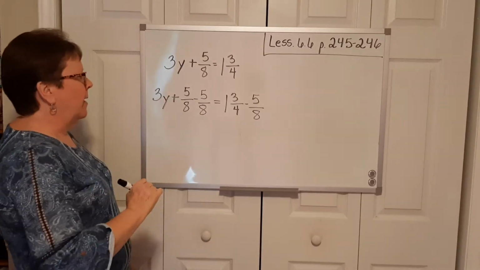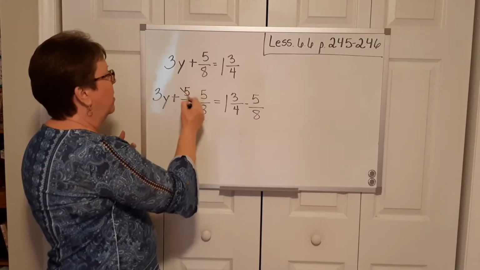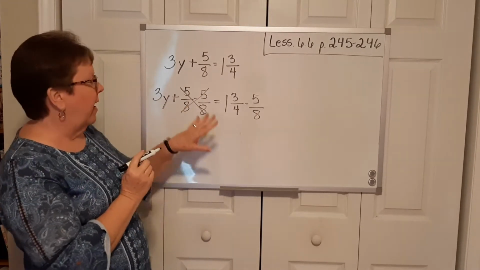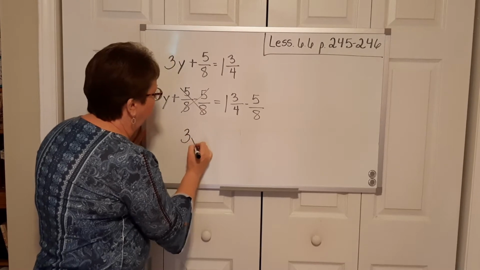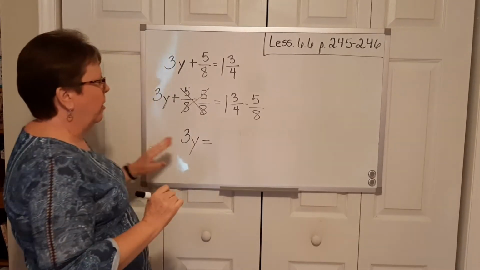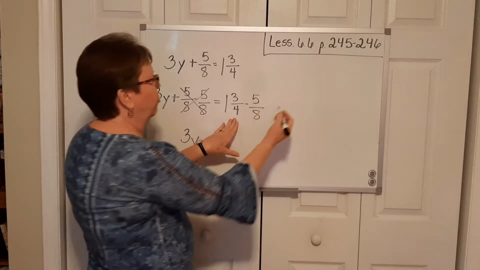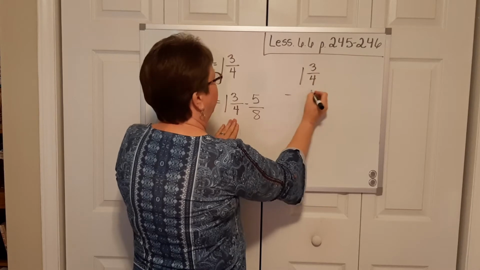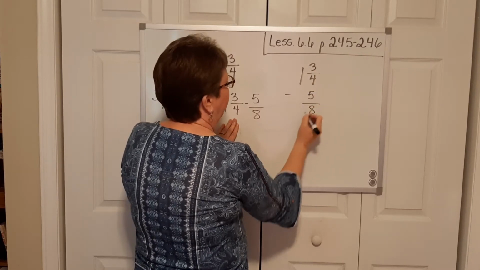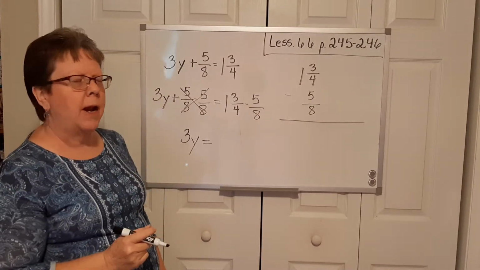Okay? All right, so if we take 5/8 minus 5/8, that's 0. So that has eliminated our 5/8 from this side of the equation. Now we're left with our 3y equals. Okay, now we've got a subtraction problem involving fractions. So we need to write that going down. 1 3/4 minus 5/8. And again, when we subtract fractions, they have to have the same denominator.